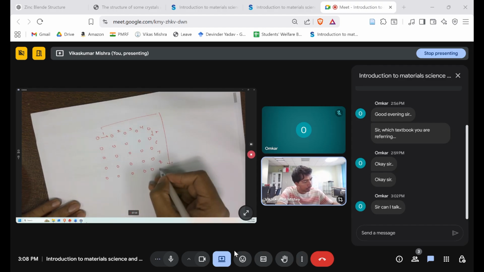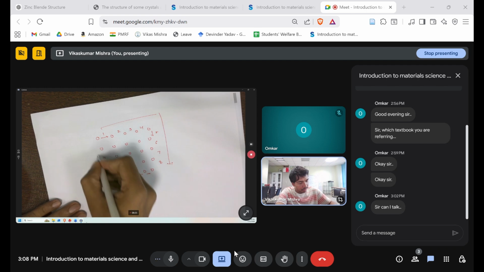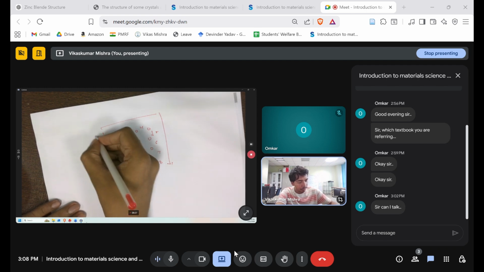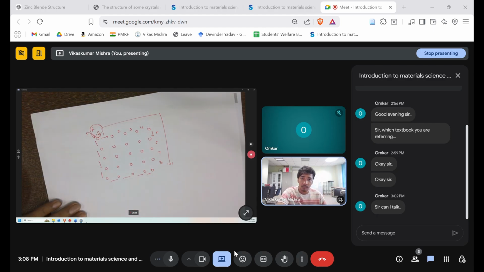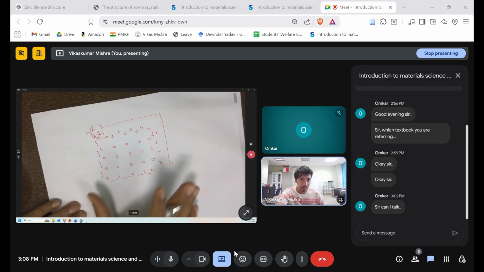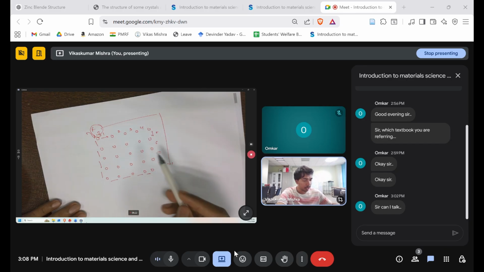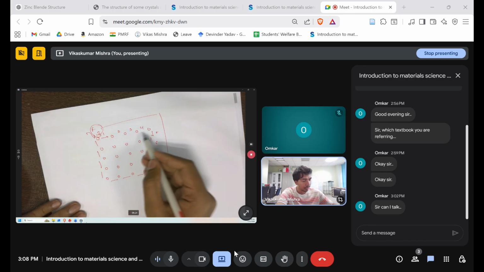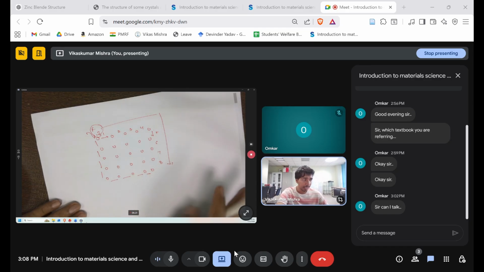Now let's try to go back. 1, 2, 3, 4, 5, 6, 7, 8. So the point from where we started, the starting point, and our ending point are coinciding here. This is what tells us that the crystal is perfect. Here I have not drawn any defects. I only drew 5 atoms here, then 5 here, 5, 5, and again 5. So this is a perfect lattice.